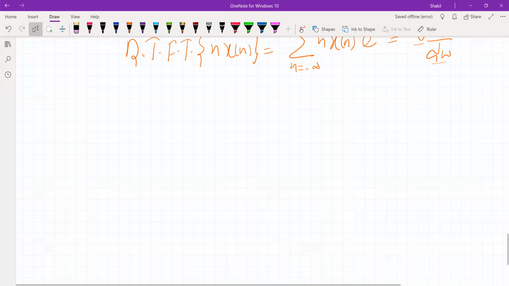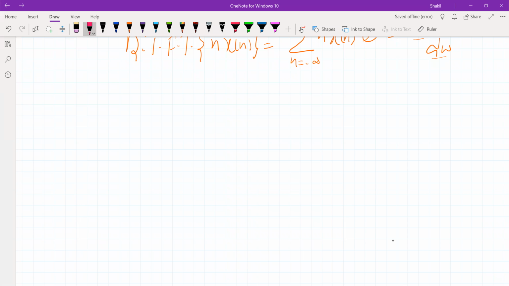Welcome back. We'll continue with the discussion on the properties of discrete Fourier transform. And the last property that we shall learn is the convolution property. This is the most important property. Convolution property. Now what does this property say?